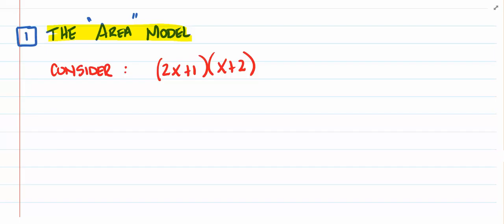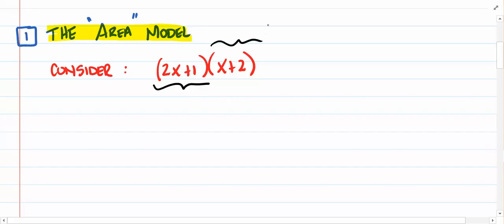Now I spoke about this one a little bit in the last Zaption Tour, so maybe it's going to look familiar. But consider this product right here. I'm multiplying the binomial 2x plus 1 with the binomial x plus 2. Remember we're multiplying 2 binomials here. Well, 2x plus 1 can be represented as an x and then the number 1. And then x plus 2 can be represented as an x with a 1 and then a 1.